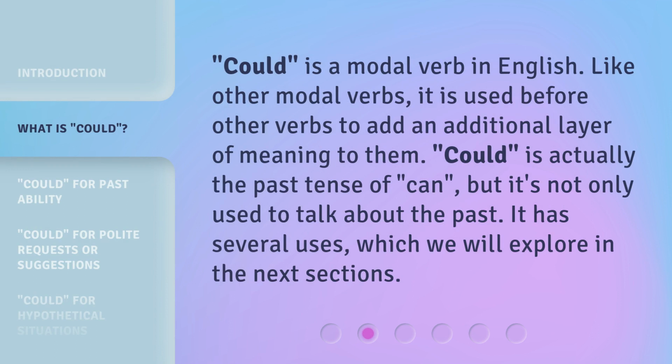Could is a modal verb in English. Like other modal verbs, it is used before other verbs to add an additional layer of meaning to them. Could is actually the past tense of can, but it's not only used to talk about the past. It has several uses, which we will explore in the next sections.